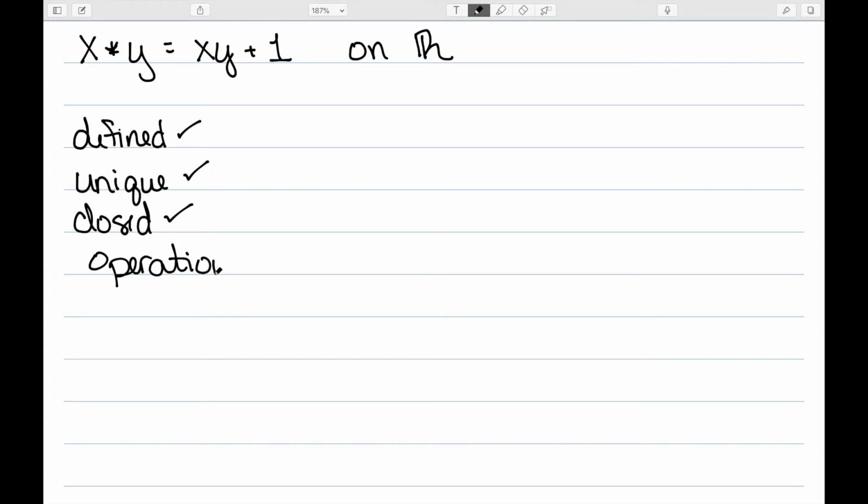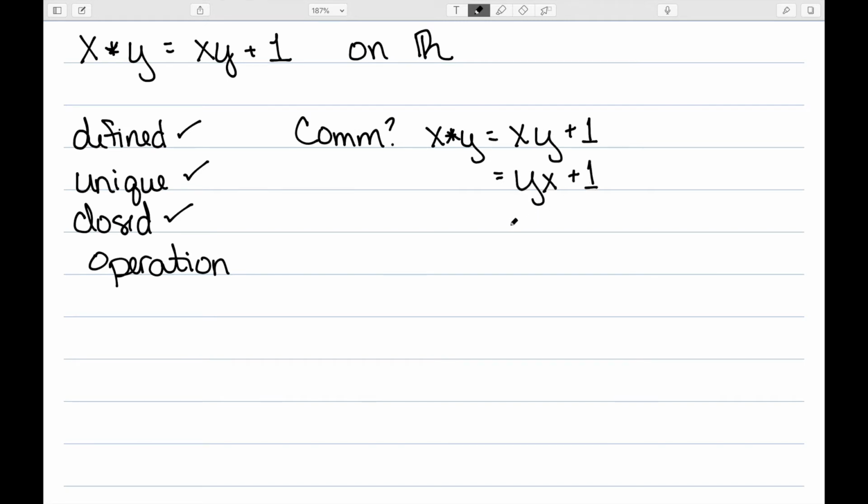I now want to look at some basic properties of this. First question, is it commutative? Well, x star y is equal to xy plus 1. We know multiplication is commutative, so I could rewrite this as yx plus 1. And this is the definition of y star x. So yes, it is commutative.